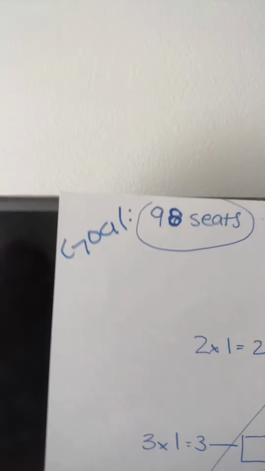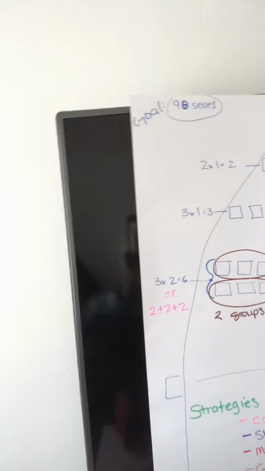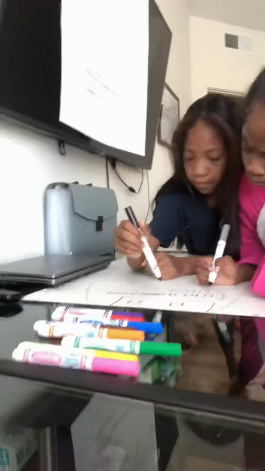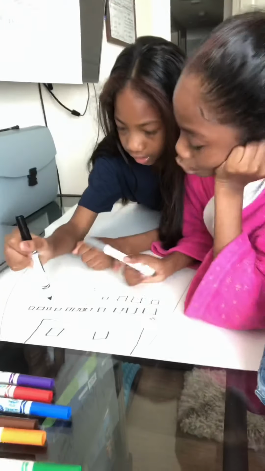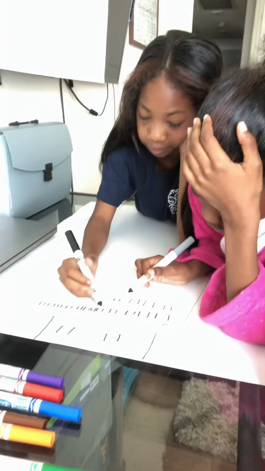I did want to also mention that there is a goal. This goal, the number of seats that are supposed to be on the airplane, can change per group. You can select which groups have higher numbers and which groups have lower numbers. That is something that you can decide as an educator. And this is a guided practice activity that they would do after you model it during instruction.